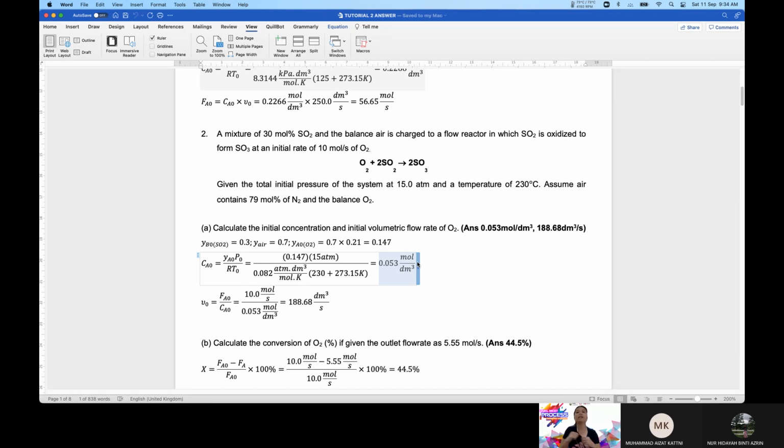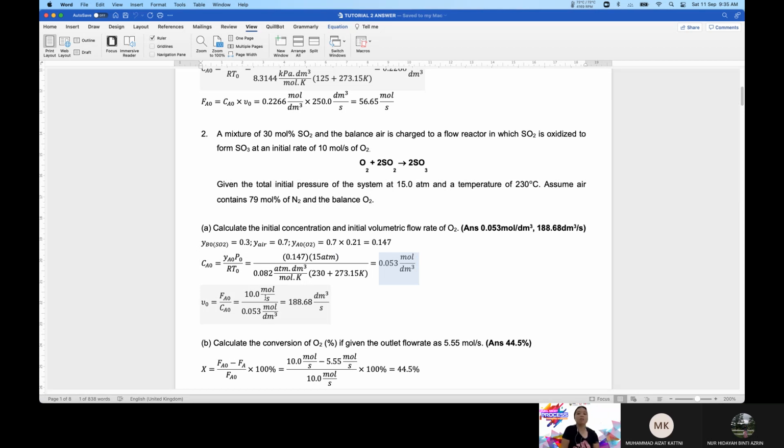Okay. Next one, volumetric flow rate. Earlier we learned that there's a correlation: Ca0 equals Fa0 per V0. So naturally, if you want to know V0, just do Fa0 divided by Ca0. Fa0 was given as 10, Ca0 you calculated as 0.053. Then again, if you're not sure, write the units and cancel the units.